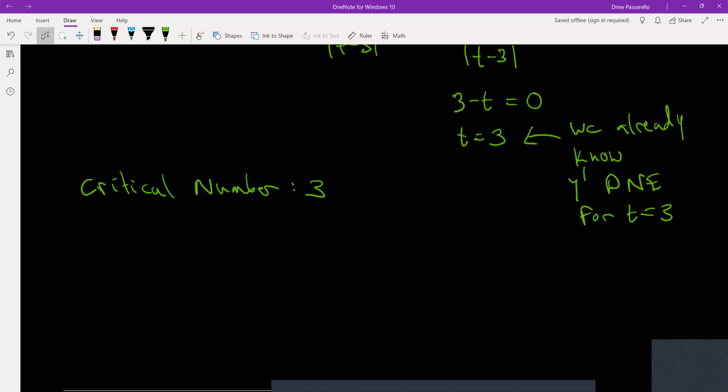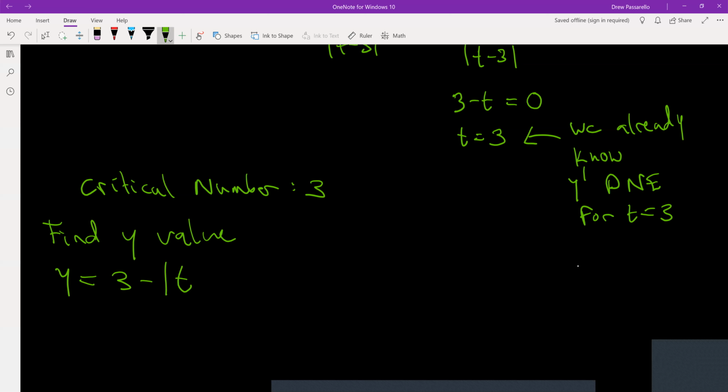So I need to find the y coordinate that goes with the critical number. I plug it into the original function, and the original function was y equals 3 minus the absolute value of t minus 3. So plugging in the critical number, that's going to be 3 minus the absolute value of 3 minus 3, which is the absolute value of 0. So it's 3 minus 0, which is 3. So that means I have the point 3, 3.